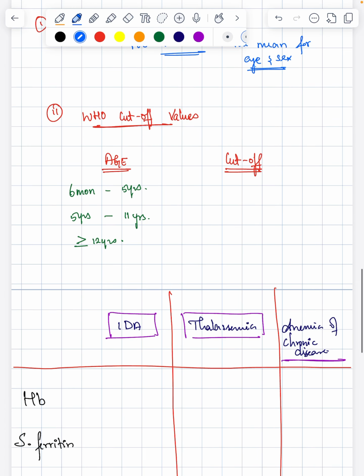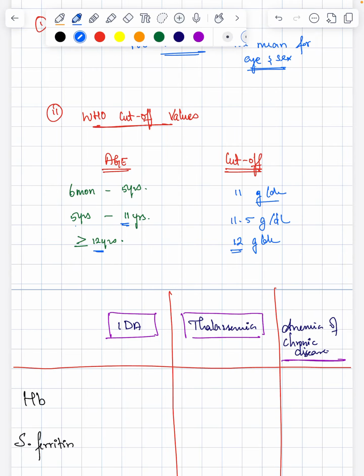What are the WHO cutoff values for anemia? How can you remember this? The cutoff value for the 6 months to 5 years age group is 11. For 5 years to 11 years it is 11.5, and for more than or equal to 12 years it is 12. So you can remember it like this: for 12 years and above it is 12 gram per deciliter, for 5 to 11 years it is 11.5 gram per deciliter, and from 6 months to 5 years it is 11 gram per deciliter.